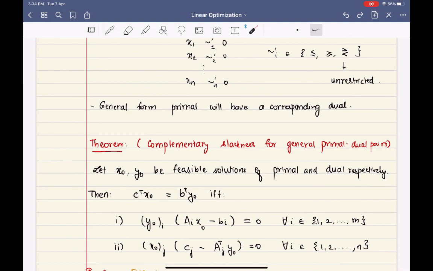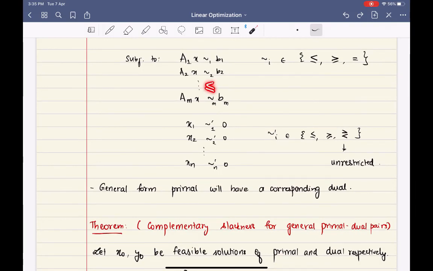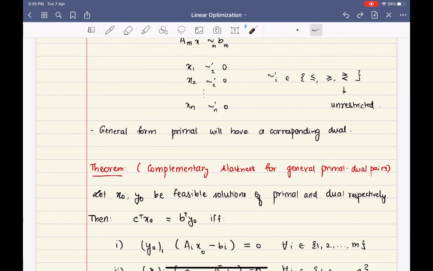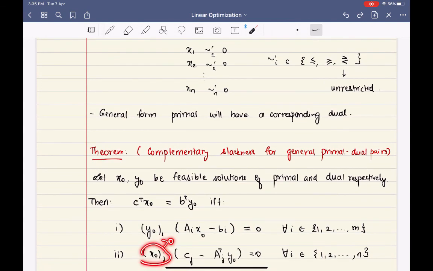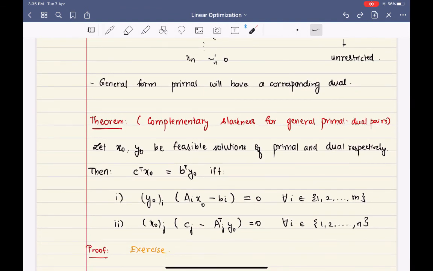See, in the previous case, we had less than or equal to here, and then the complementary slackness condition said that if this is bigger than 0, then this has to be equal to 0. That satisfied this. Similarly, when this was bigger than 0, we wanted this to be equal to 0. So that was the previous case. Now in the very first case, this was always true, and hence we had only this. The proof of this is left as an exercise.